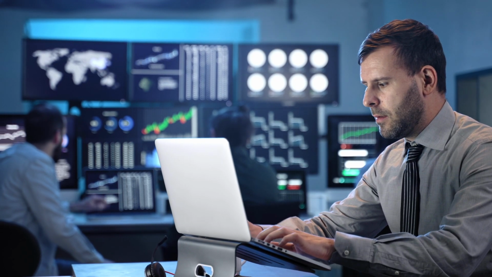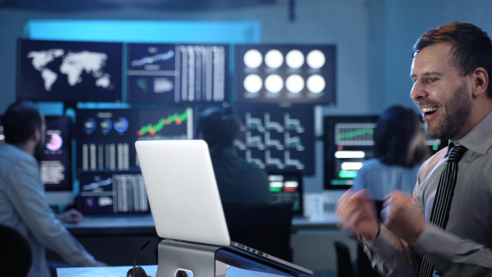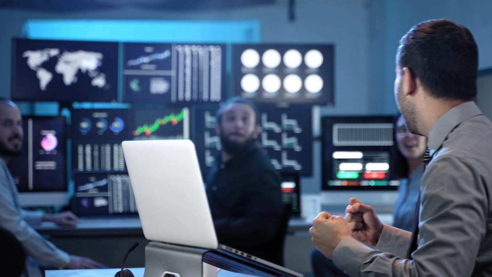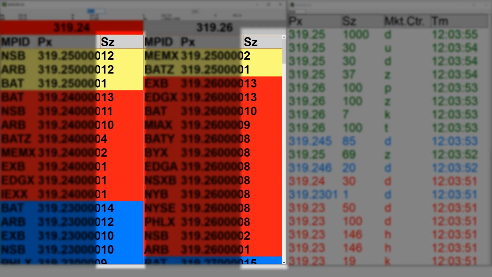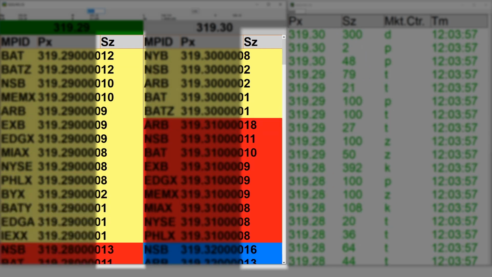For active day traders, having access to real-time market data is essential. While most retail traders begin with just basic level 1 data and information, using a level 2 screen for real-time liquidity provides traders with a distinct advantage.